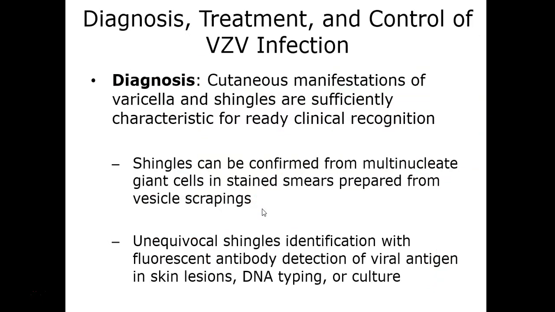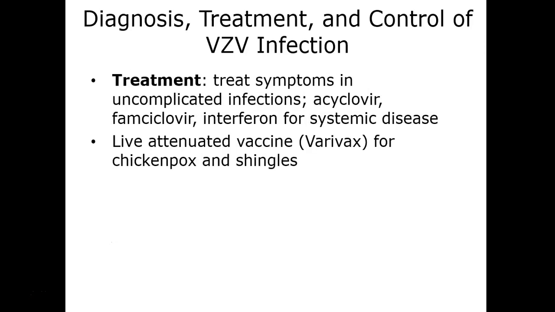So we diagnose it by looking at vesicular scrapings for these giant multinucleated cells. We can also do different types of antigen testing and antibody testing under the microscope, and we can also culture the virus. Treatment includes many antiviral compounds. Again, we see acyclovir, and also interferon for the systemic version of the disease. There is now a vaccine called Varivax that is available for chickenpox and shingles specifically.